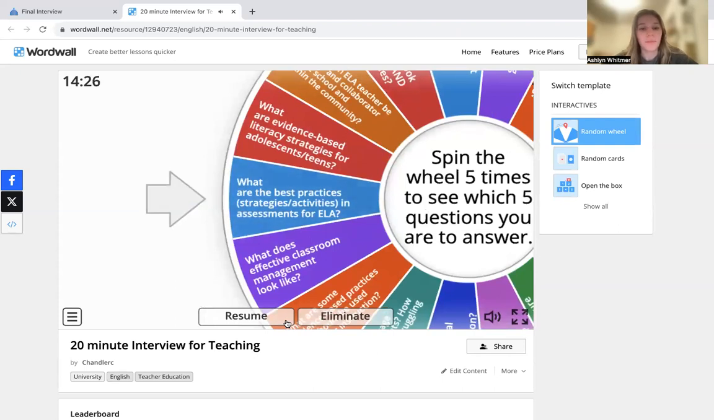Okay, what are the best practices, strategies, slash activities in assessment for ELA? Something that I think is really important with different assessments is that they shouldn't all be the same. I think what's really important though is that teachers are constantly seeing where students are at. And so what's more important is giving more formative rather than summative assessments, because through formative assessments, teachers can assess how students are doing even just after a lesson.